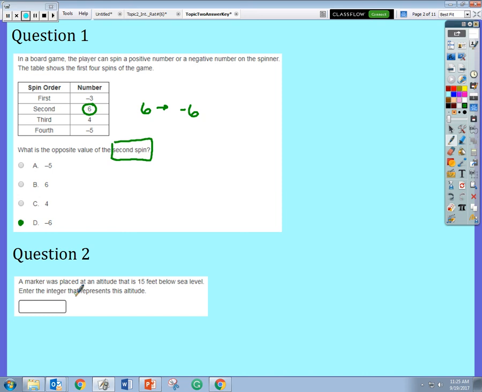Love it. A marker was placed at an altitude that is 15 feet below sea level. Enter the integer that represents this altitude. So here's my sea level. It was placed 15 feet below, so we are going below 0. Now if I think about a vertical number line, as we go up, we'd obviously be at 1 and then 2. If we go down on a vertical number line below 0, we're at -1, -2. If this marker was placed 15 feet below sea level, that gives me a -15. I'll even label it in feet. So it's -15 feet below sea level.